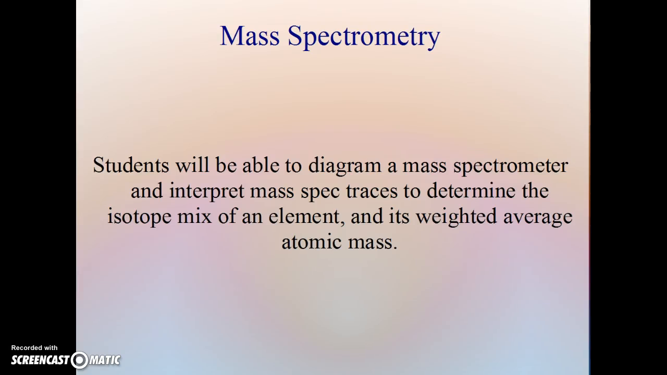Let's talk about mass spectrometry. I want you to be able to diagram a mass spectrometer, tell us the various elements of the spectrometer and what it does, and how to interpret a mass spec trace to get the isotope mix of an element and its weighted average atomic mass as we find on the periodic table.